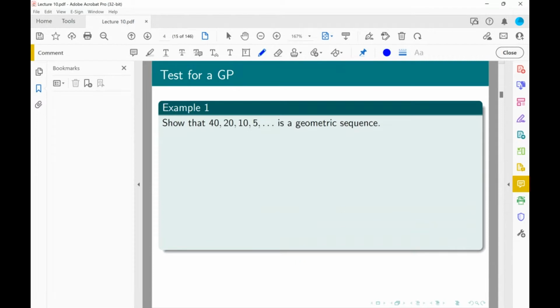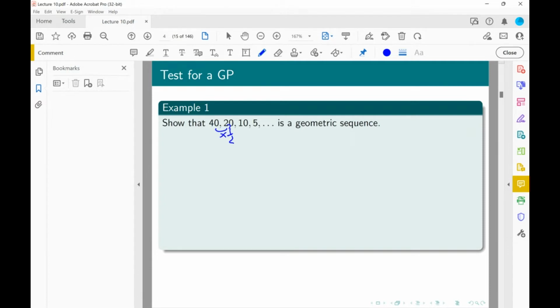So if we want to show this as a geometric sequence, what would we do? How do we show this as a GP? Any thoughts? Why would this be a GP, a geometric sequence? Well, not quite the difference. We wouldn't pick the difference. Sorry. Check the ratios. Do we agree with that? Common ratio. Exactly.